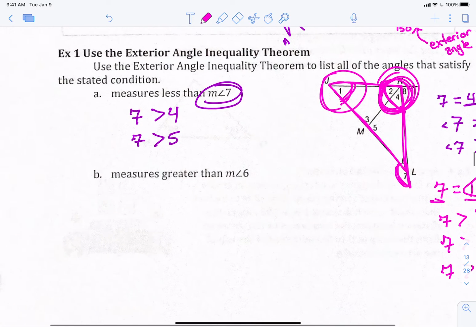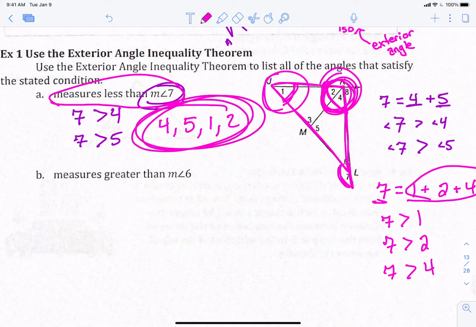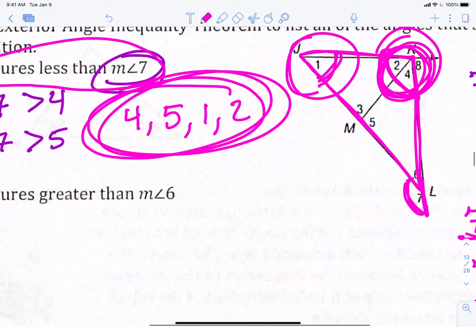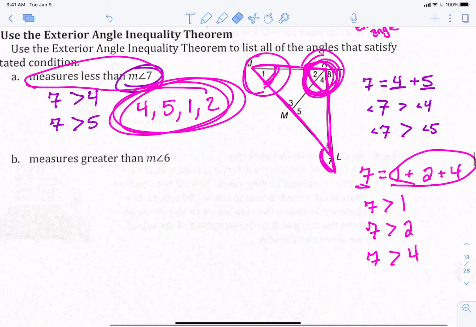Okay? So, what angles are less than angle 7? We said 4, 5, 1, and 2. 4, 5, 1, and 2. If you want to just list them out like that, you can. Wait, we already did 4. 4, 5, 1, and 2. All of those guys are less than angle 7, yeah? Less than angle 7. Okay? This gets kind of confusing. You might have to use some different colors when you go to do your homework and then write it out with the different colors, okay?